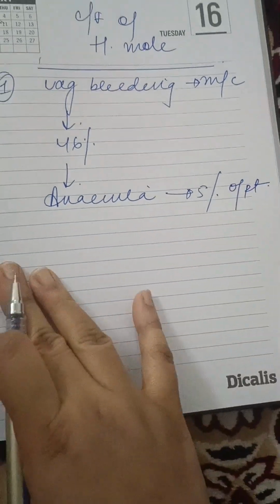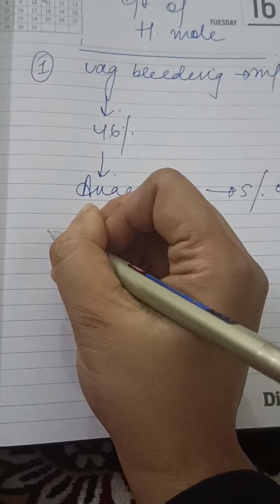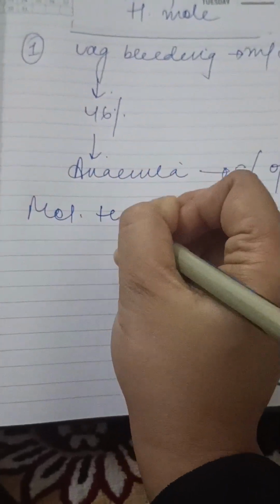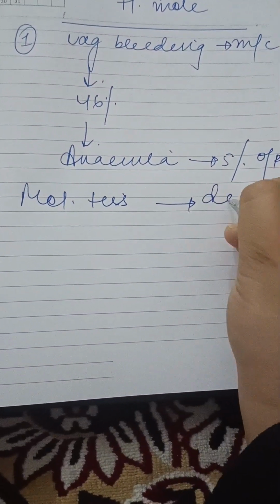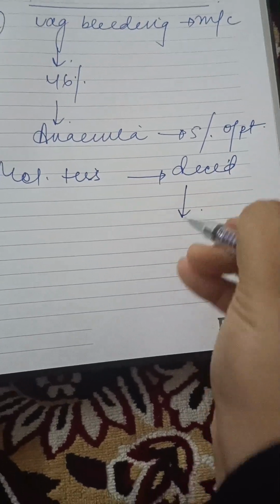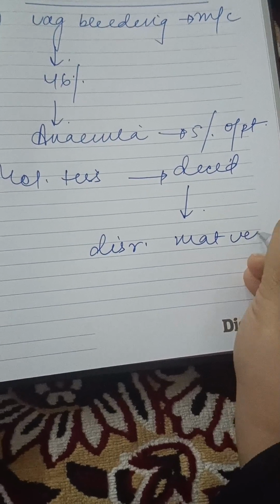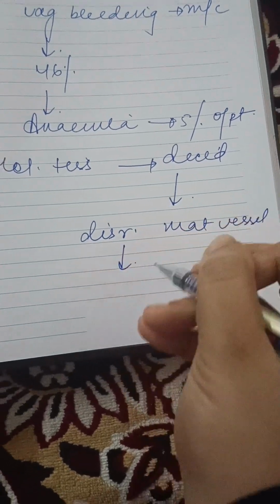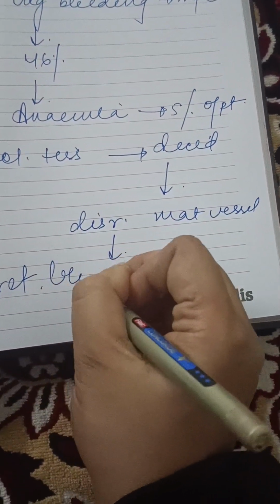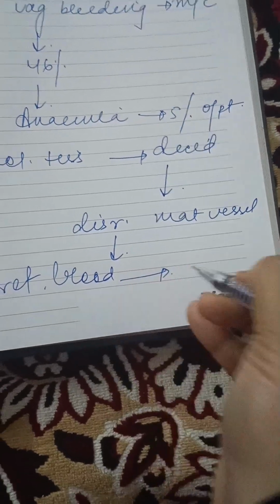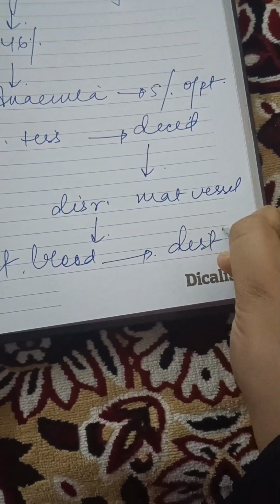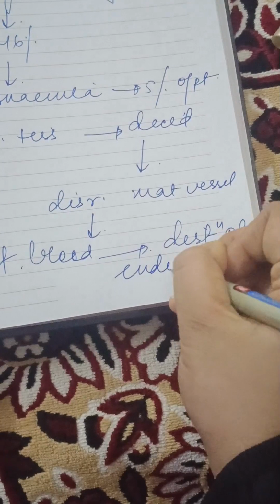Now, why does this vaginal bleeding occur? Bleeding occurs because molar tissue gets disrupted from the decidua, and therefore it also disrupts the maternal vessels. And if there is a large volume of retained blood, it can lead to what? It can lead to distension of the endometrial cavity.